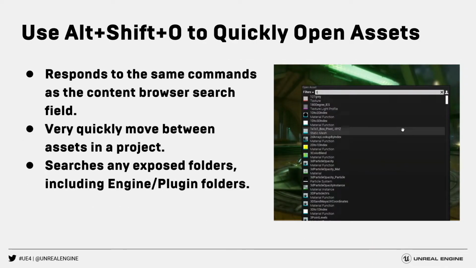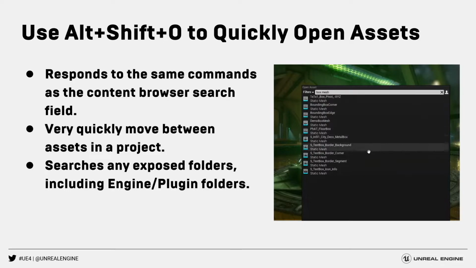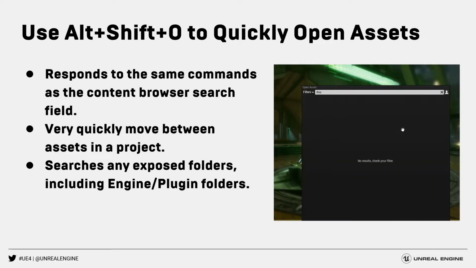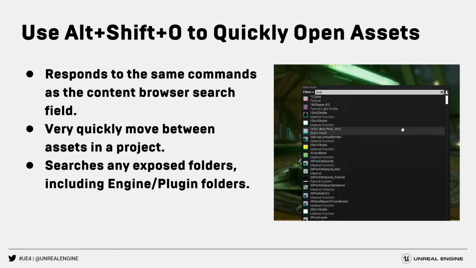That said, I often actually don't use the content browser at all. Alt-Shift-O, I think Control-P also works. It's just a quick pop-up that you can automatically just type into that will open an asset.